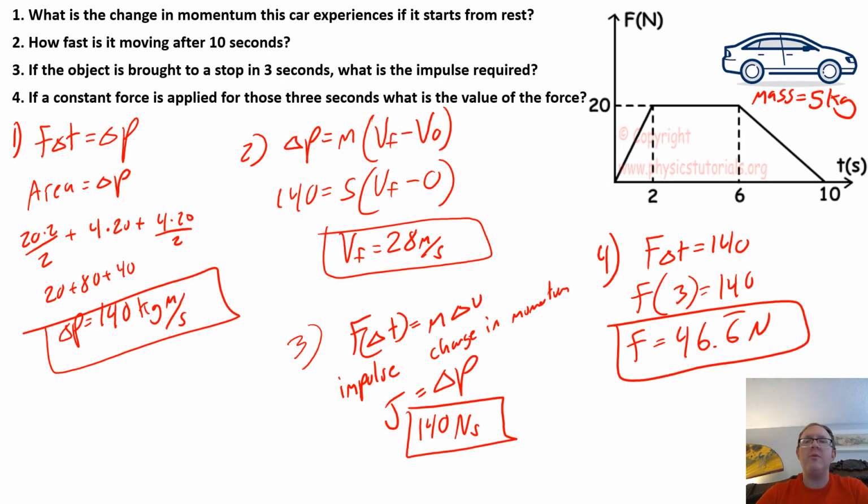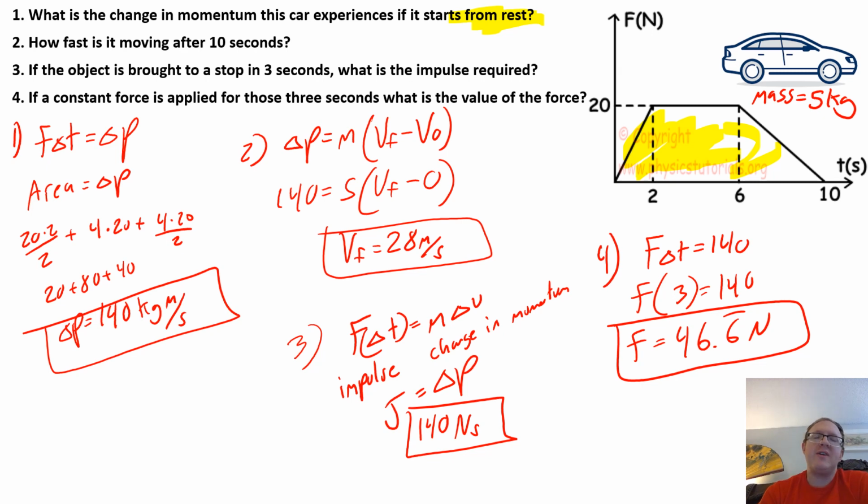Okay, so we have a graph here that has force over time for a car of 5 kilograms. And the question says that the car is going to start from rest. That's important to know, because this graph doesn't tell you how fast the car is moving, so I had to tell you that it's from rest. So now the question is, how fast is it? So what's the change in momentum? Well, impulse equals change in momentum. So the area of this graph is equal to the actual change in momentum that occurs. So area is change in momentum. That's kind of our big idea right now.